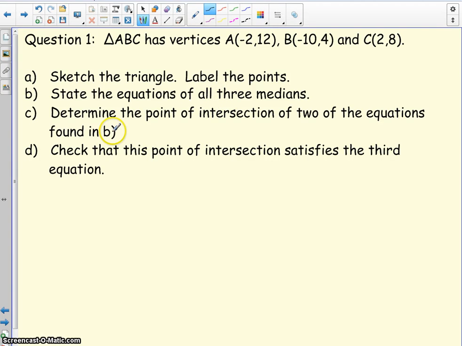Then you're going to find the point of intersection between 2 of those 3 medians and check that this point satisfies the third equation. If it works out that the point of intersection satisfies the third equation, it means all 3 of these medians will intersect at the same point.